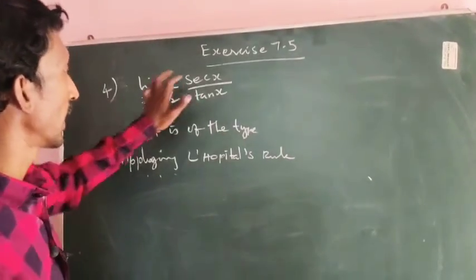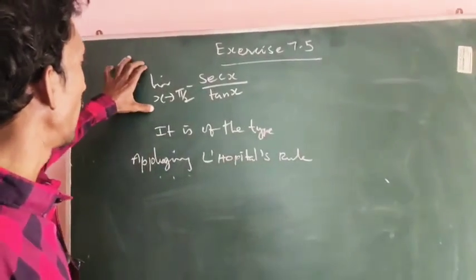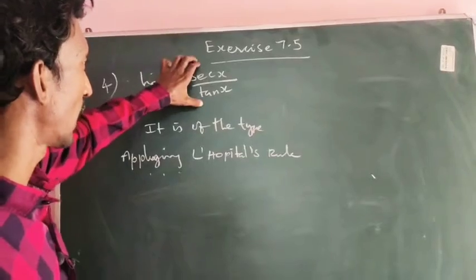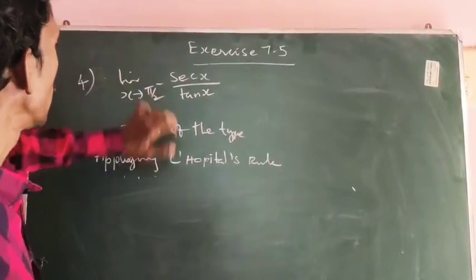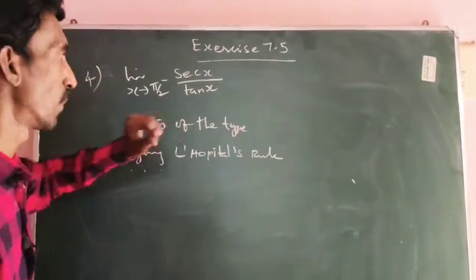Question number 4 in exercise 7.5, limit x tends to pi by 2 minus, (secant x) by (tan x). It means left hand limit. Anyway, we are going to put x equal to pi by 2.